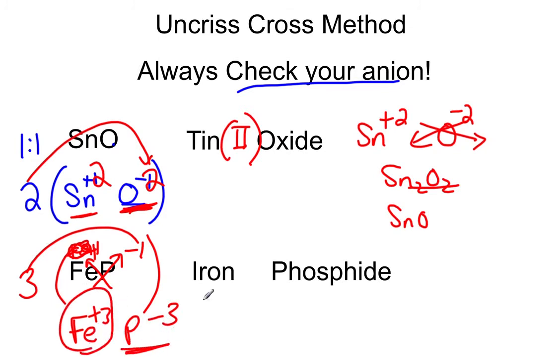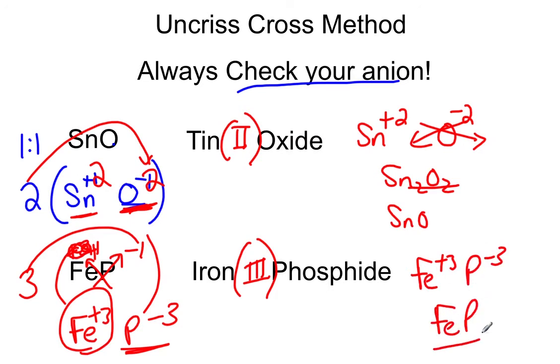I now know the charge on iron. Iron's +3. And if I look at Fe +3 and P -3, it's a 1-to-1 ratio, so I write FeP. So uncrisscross them to figure out the charges. Normally they're going to be okay, but every once in a while you have to check your anion, because your anion might have the wrong charge. And if it does have the wrong charge, just quickly multiply until you get the right charge, and there you go. You magically know the charge on the metal.